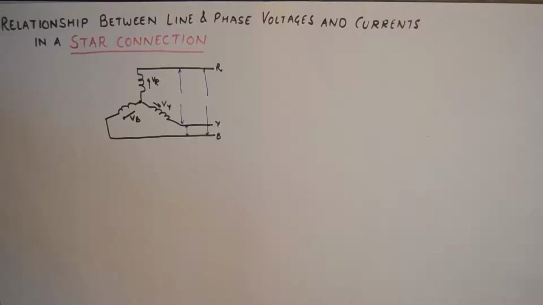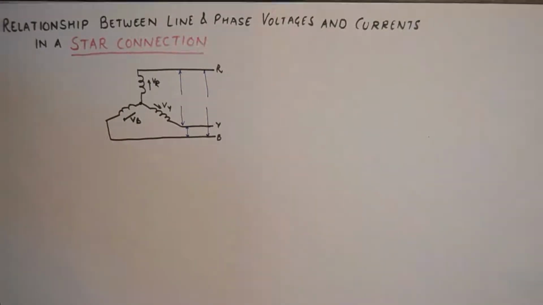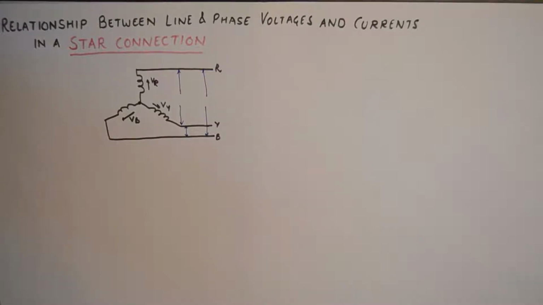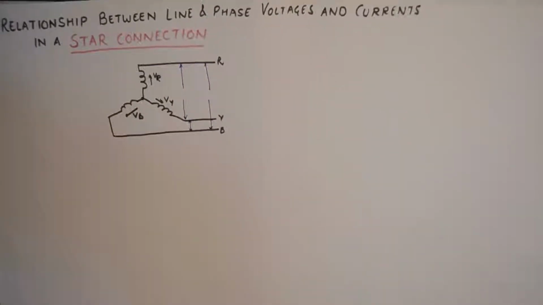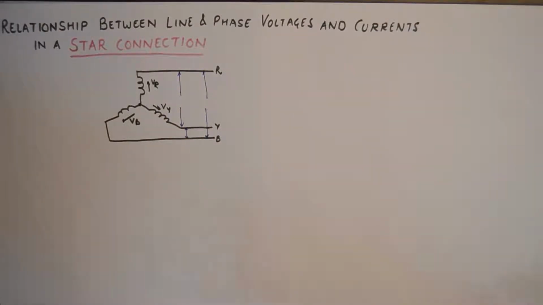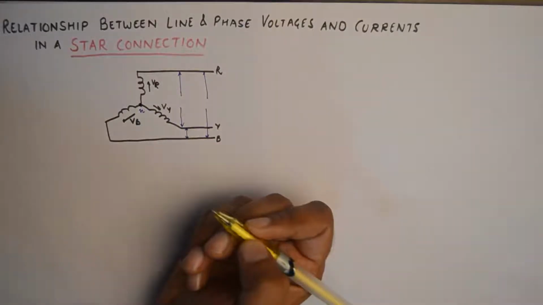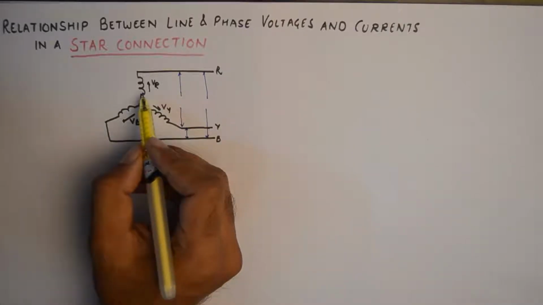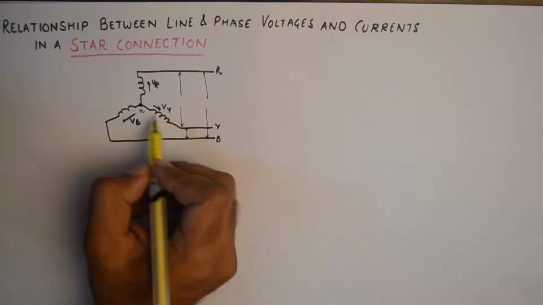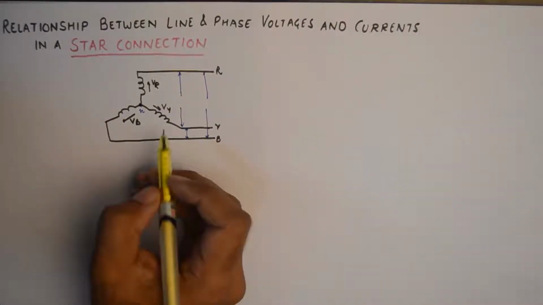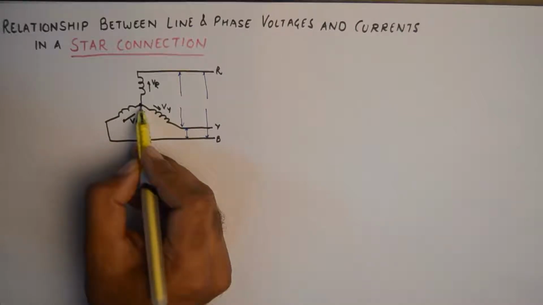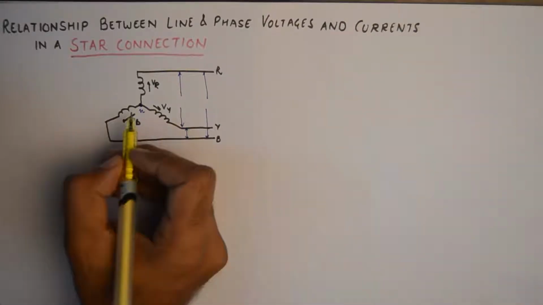In this tutorial we're going to establish an equation between the line voltage and the phase voltage in a star connection. Before we do that, please understand and thoroughly get familiar with the terms associated with the star connection. In a star connection we'll have this central point which is known as neutral, and there are impedances or windings connected like this so that all of them are terminating or originating at the neutral point.